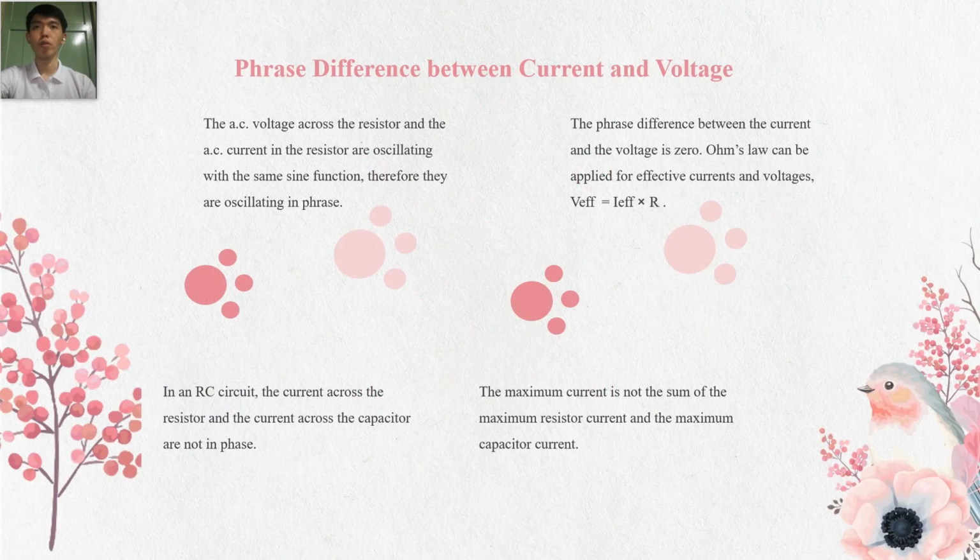For the phase difference between current and voltage, the AC voltage across the resistor and the AC current in the resistor are oscillating with the same sine function. Therefore, they are oscillating in phase. The phase difference between the current and the voltage is zero. Ohm's law can be applied for the effective current and voltage. In an RC circuit, the current across the resistor and the current across the capacitor are not in phase. Hence, the maximum current is not the sum of the maximum resistor current and the maximum capacitor current.